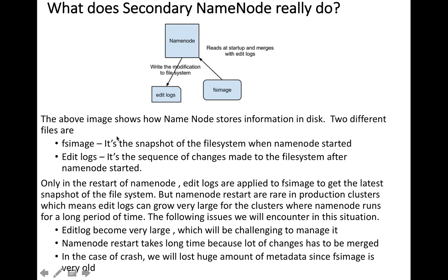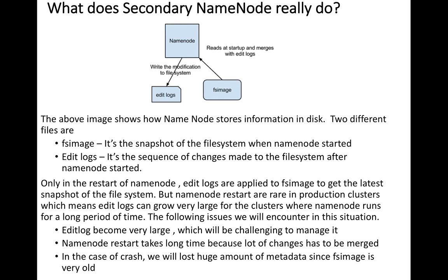So first, they don't have the secondary name node, so there is one thing that happens. Without the secondary name node, the edit logs will generally grow very large, because every time you have some change, it is put in the edit logs. If the edit logs are bigger, the file is bigger, which means it's difficult to manage. That's the first thing while the name node is running.